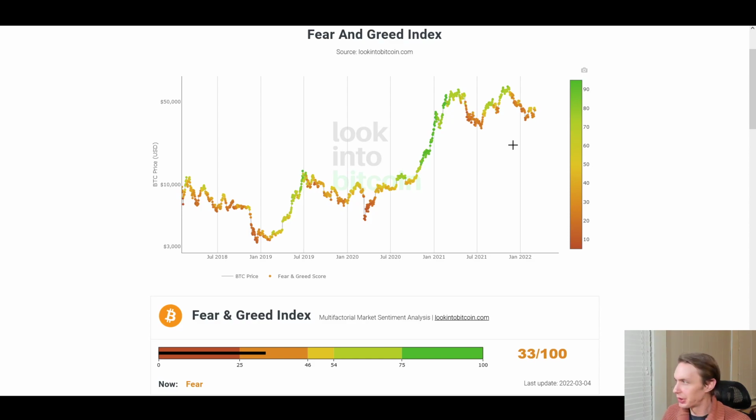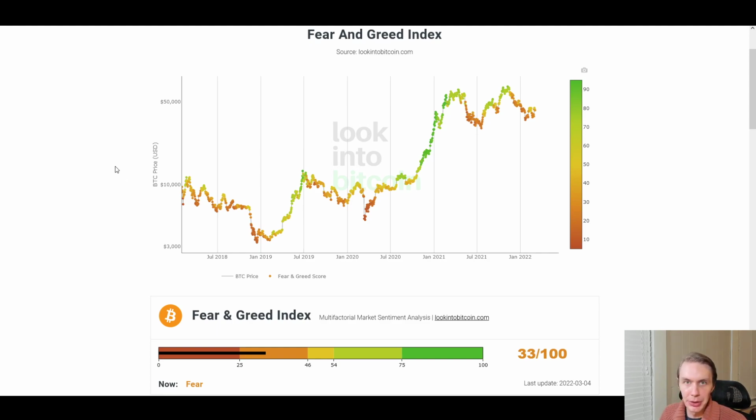Okay, so let's flip over to some other charts. Here I'm on lookintobitcoin.com. This is a great site that has a bunch of other indicators and metrics that you can look at. What I want to talk about next is the Fear and Greed Index. I find this to be another one that's useful in the short term to gauge where we are or how sustainable an uptrend could be.